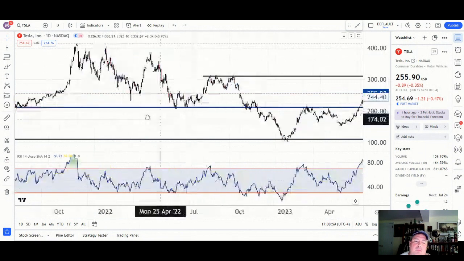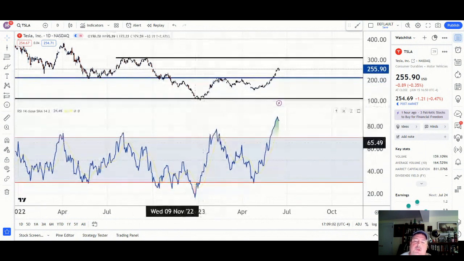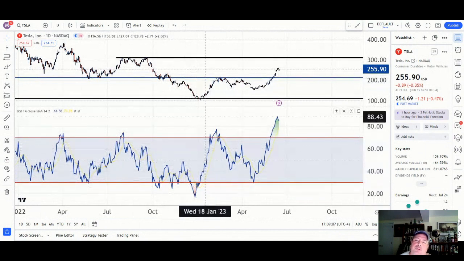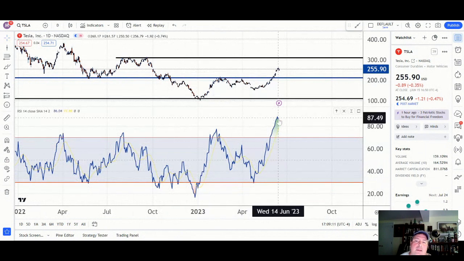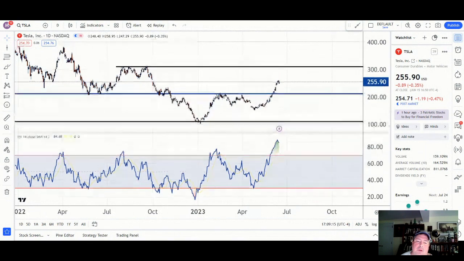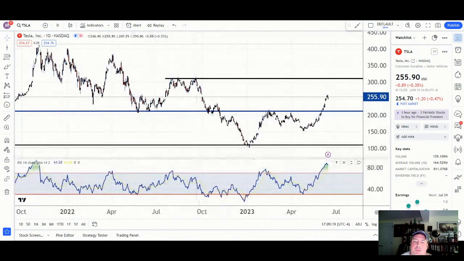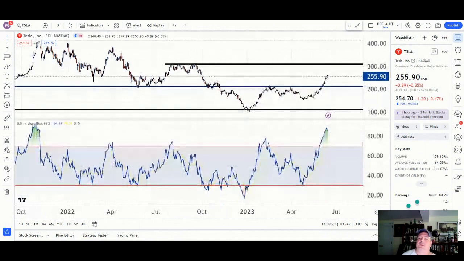Now, if we come to here, the end of 2022, we have the opposite. Based on this indicator, we have the most oversold Tesla had ever been. Sure enough, it's a good time to buy. Now we're overbought again. Is it a good time to sell? Yeah, probably. Probably going to see some profit taking. Now, here's what I want you to understand, and I think this is probably the most important thing that I want you to learn in this lesson.